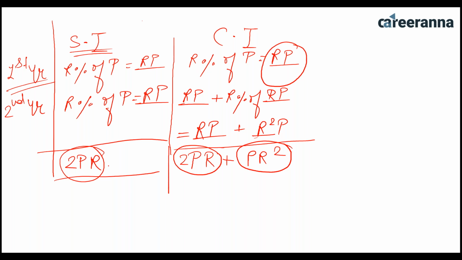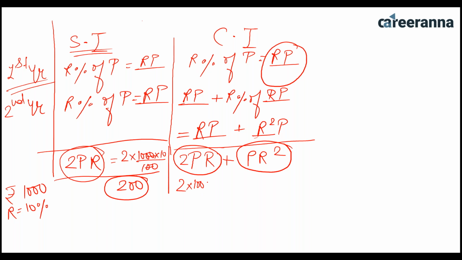Now let me give you this example. Again, 1,000 rupee I'm taking, rate will be 10% again, right? So 2PR means 2 into 1,000 into 10 upon 100. So this will be 200. This is my simple interest. If I talk about compound interest, this will be 2 into 1,000 into 10 upon 100, that is 200, plus 1,000 into 10 upon 100 into 10 upon 100. This 20 will be cancelled and these two zeros will be cancelled. This will be 200 plus 10. This will be 210.